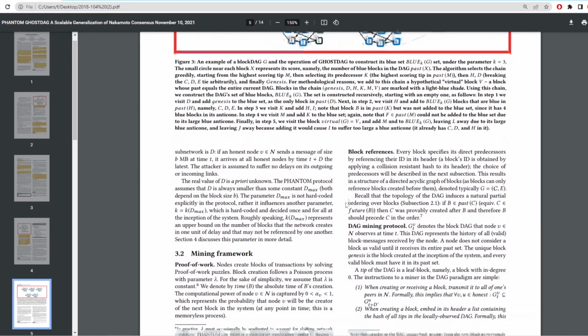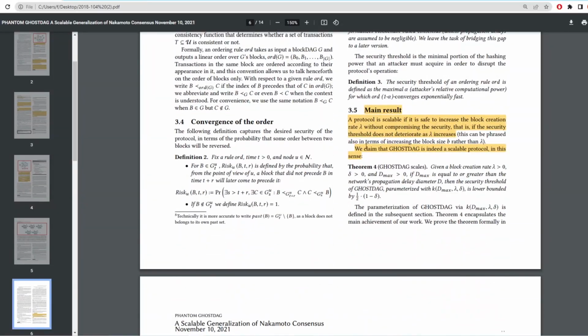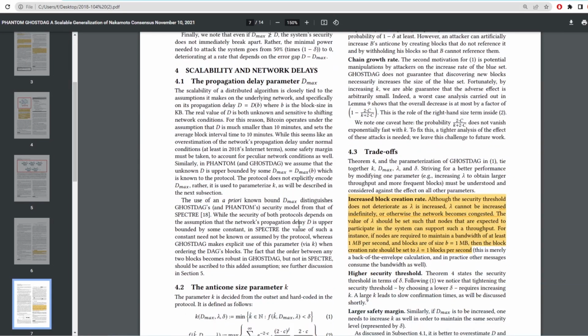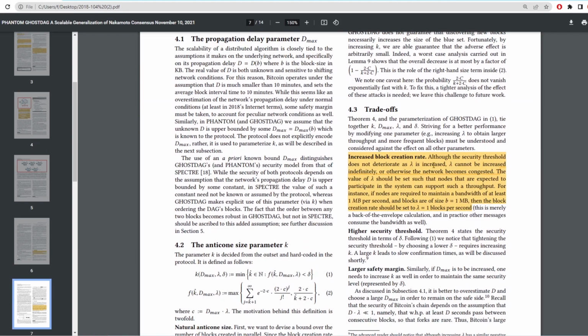Now I want to move on to the scalability of this protocol. On the main result, it says that a protocol is scalable if it's safe to increase the block creation rate without compromising security. That is, if the security threshold does not deteriorate as block creation increases. They then claim that GhostDAG is a scalable protocol, and they prove this through these equations below. And then I've highlighted how Kaspa allows for 1 second block times here.